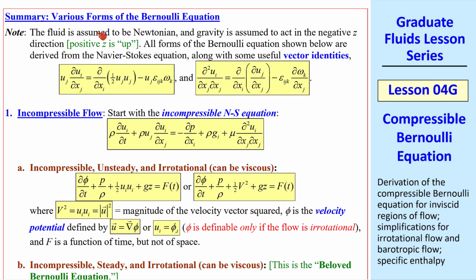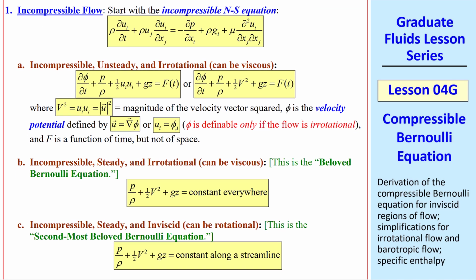I typed up and summarized these various forms of the Bernoulli equation. I also typed up these vector identities that we had used. In the previous lesson, we started with the incompressible Navier-Stokes equation and came up with these special cases: incompressible, unsteady, and irrotational, but viscous form of the Bernoulli equation, where phi again is the velocity potential. The incompressible, steady, and irrotational Bernoulli equation, which I like to call the beloved Bernoulli equation, where the sum of these three terms is constant everywhere. And the inviscid but rotational version of this is that the sum of these three terms is constant only along a streamline, but the constant will differ on different streamlines.